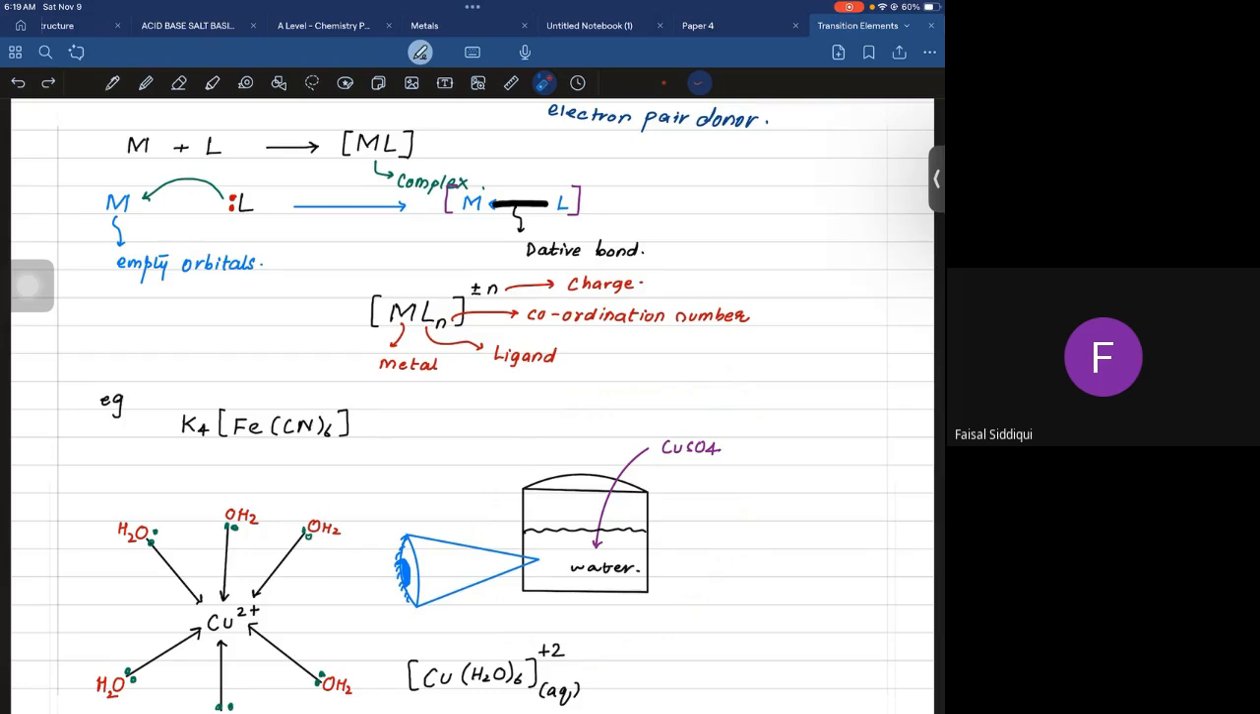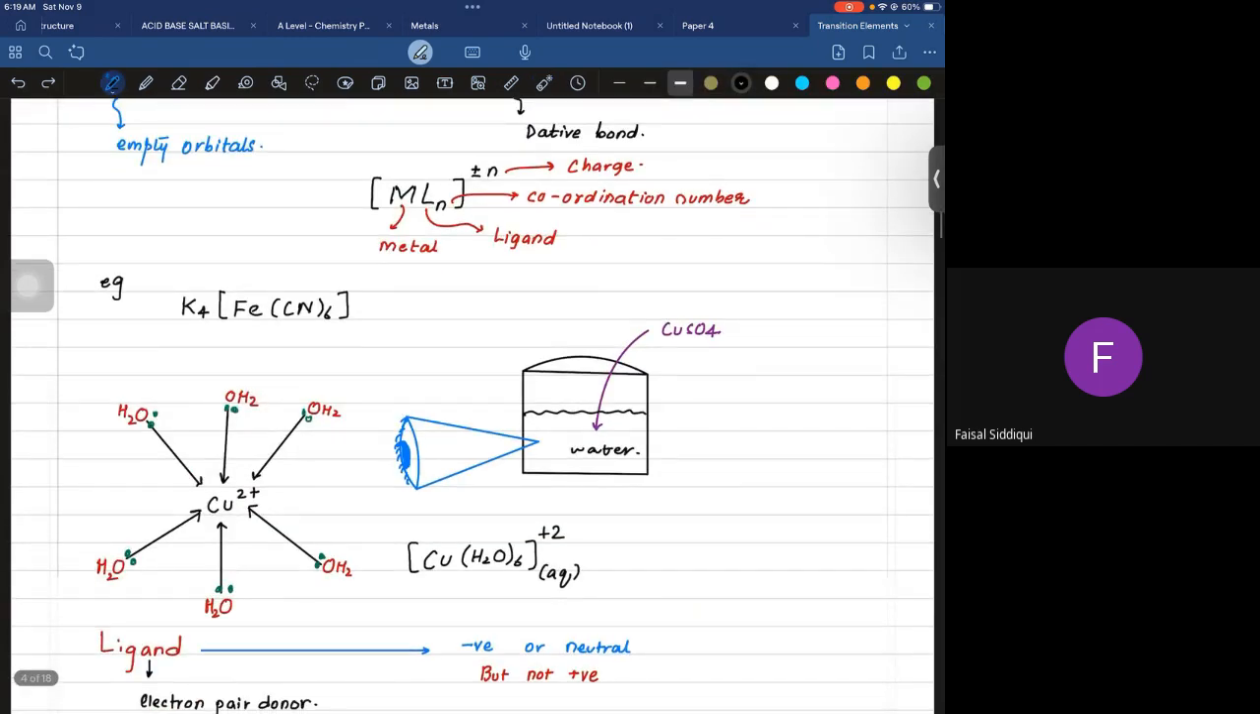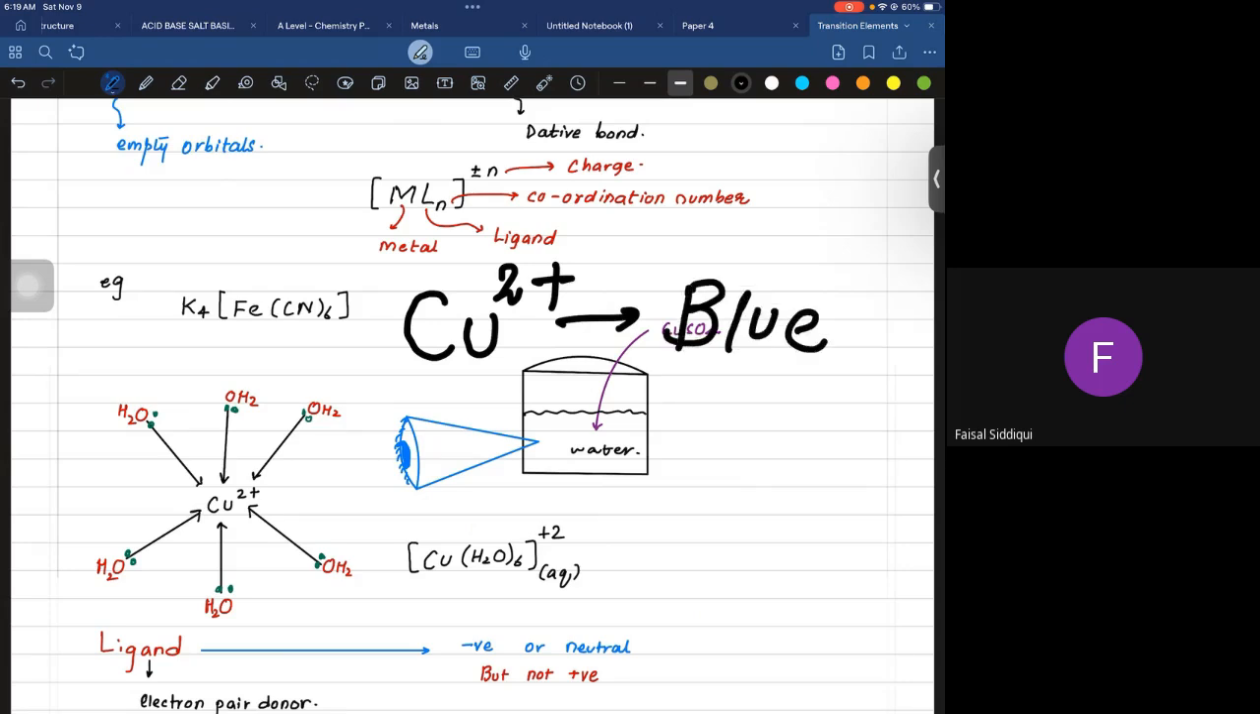Why is this blue? Obviously, copper is a transition metal, and we will be explaining the color of the complexes. But right now, I want to tell you how the complex is going to form between copper sulfate and the water. Copper sulfate contains the copper 2 plus ion, which is of blue color. Copper sulfate contains copper 2 plus, because of which this compound is blue.